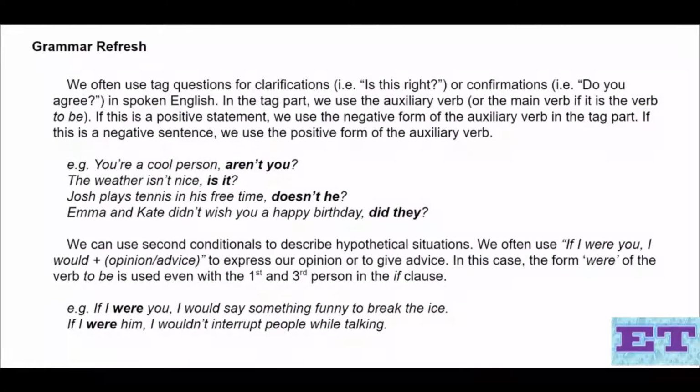In this grammar refresh, we'll start by taking a look at something called a tag question. A tag question is something you add at the end of your sentence to ask for clarification, or to ask for someone to confirm something you just said. And the tag part is going to use an auxiliary verb. That means to be, to have, or to do, okay?